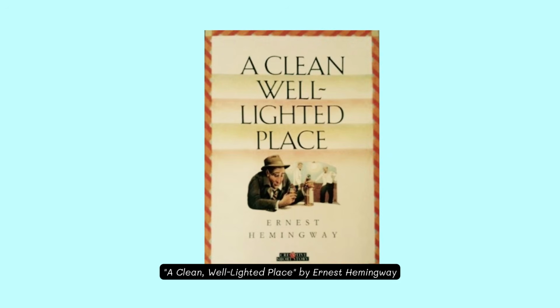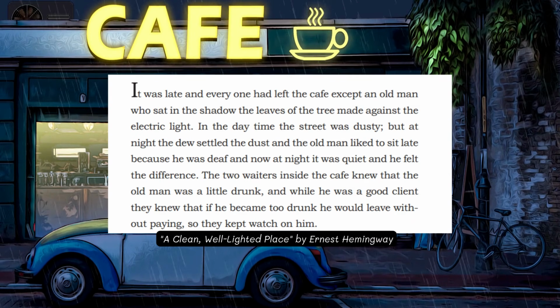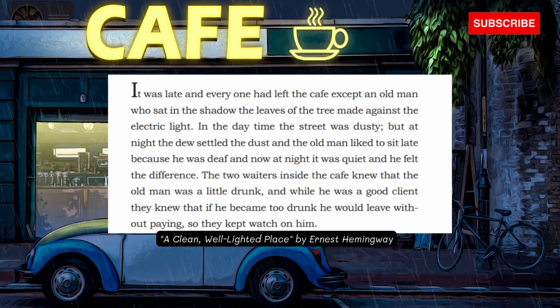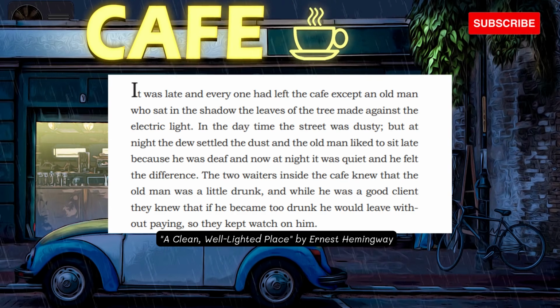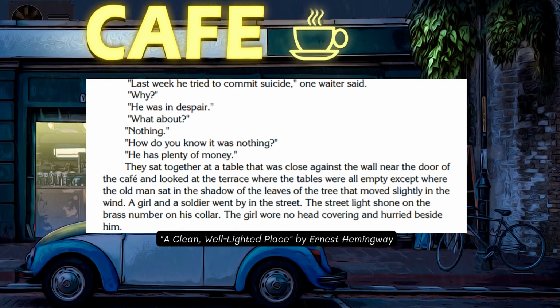A Clean, Well-Lighted Place. Hemingway's A Clean, Well-Lighted Place is a short story set in a Spanish cafe late at night, where two waiters discuss an old man who recently attempted suicide. On the surface, the action is minimal. The old man drinks brandy alone, the waiters serve him, and they close the cafe after he leaves. The dialogue is simple and restrained. "Last week he tried to commit suicide," one waiter says, but offers no detailed explanation.